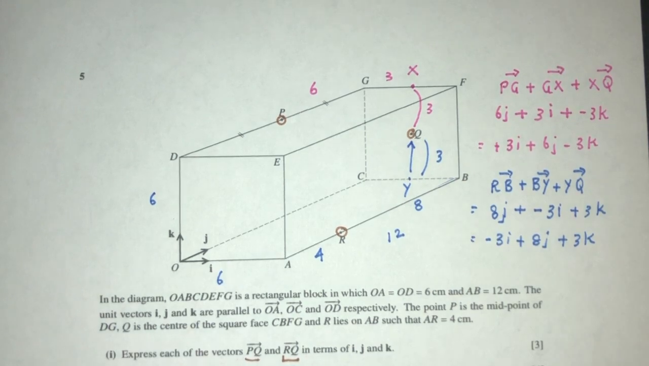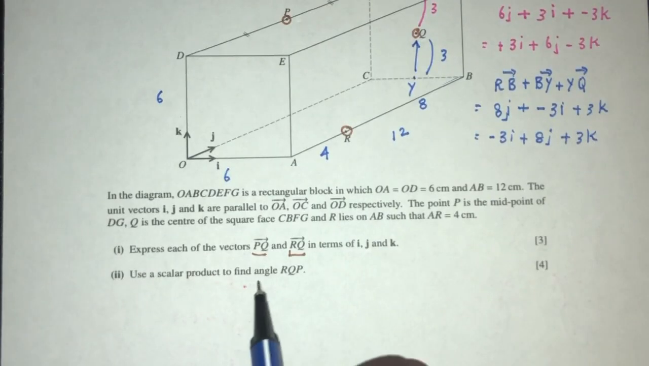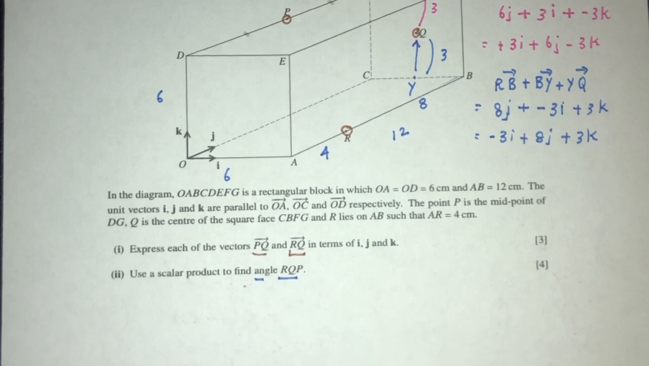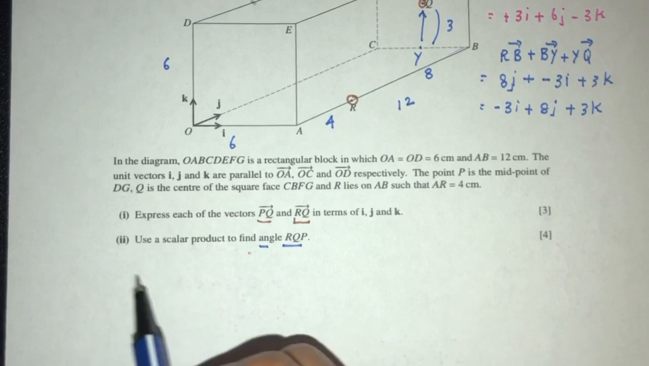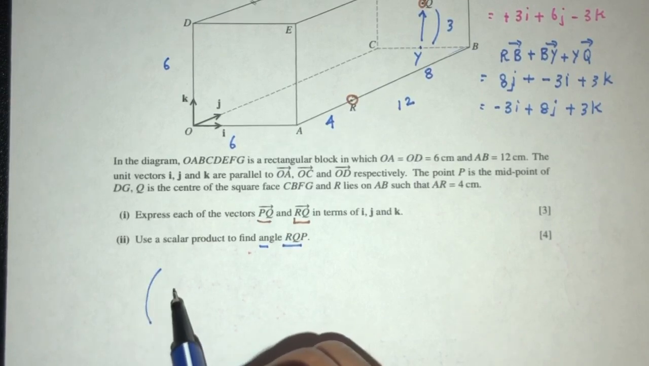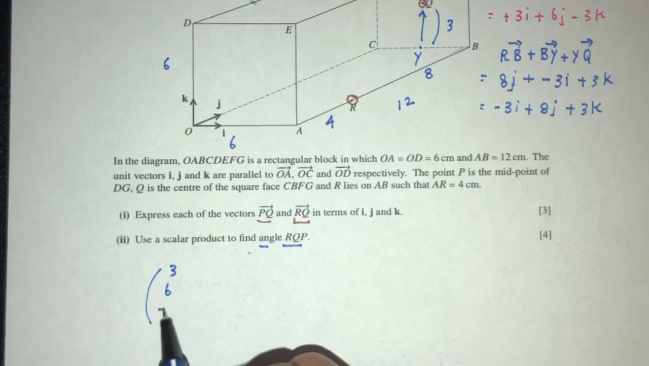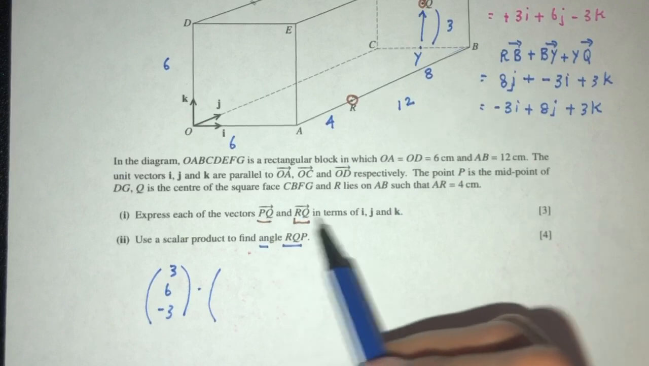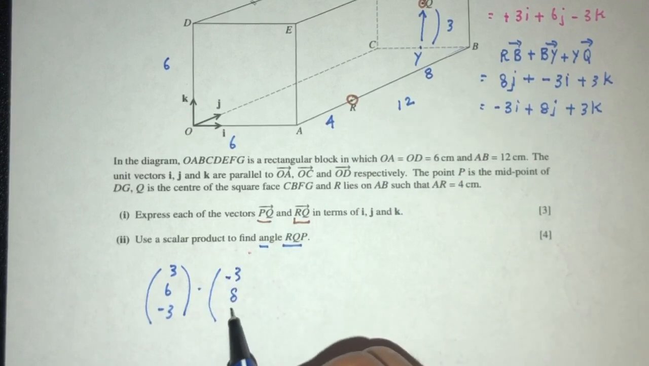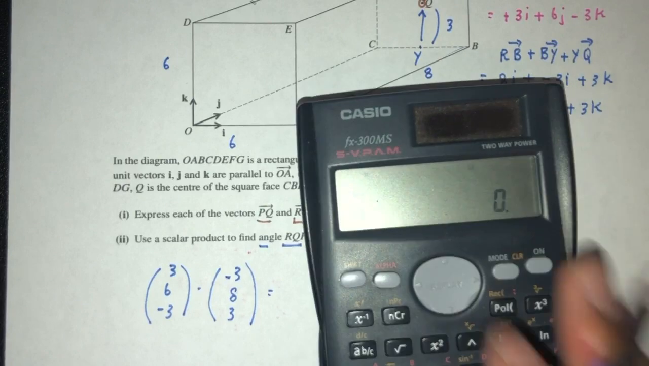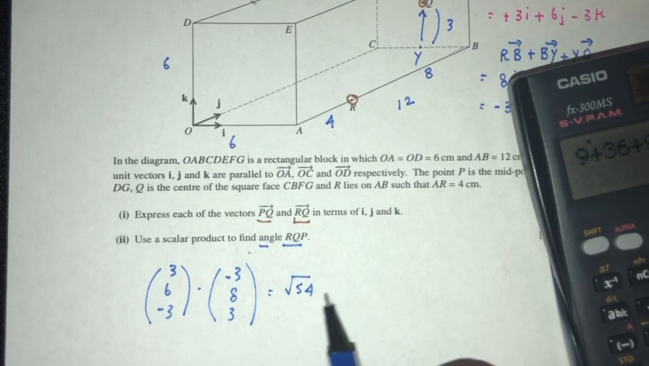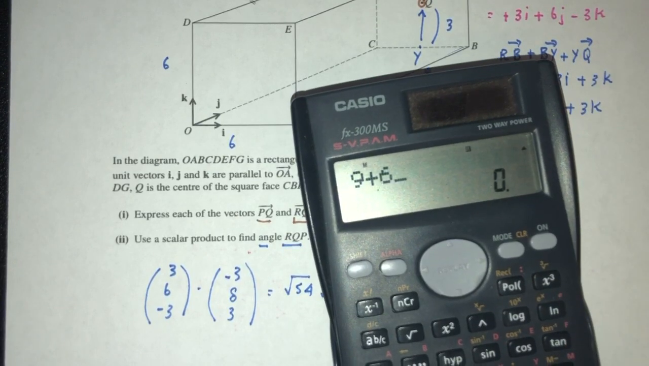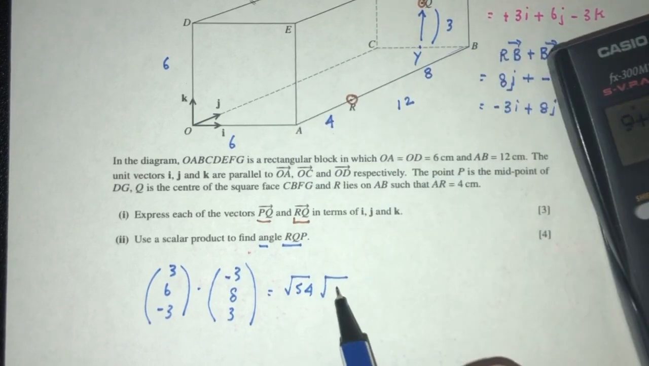Now finally, we have to use them to find the angle RQP. Again, we have those main vectors already, so we can just use them. Why not? We have to use scalar products. That will be 3, 6, minus 3. That is vector PQ times vector RQ, which is minus 3, 8, 3. The magnitude is 9 plus 36 plus 9. That'll be root of 54 for this one, and this one is 9 plus 64 plus 9, that will be 82.